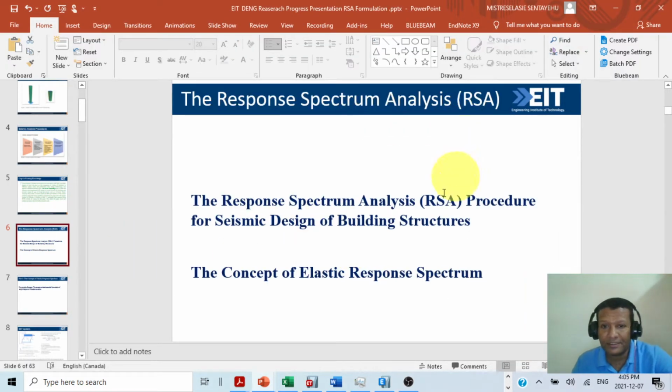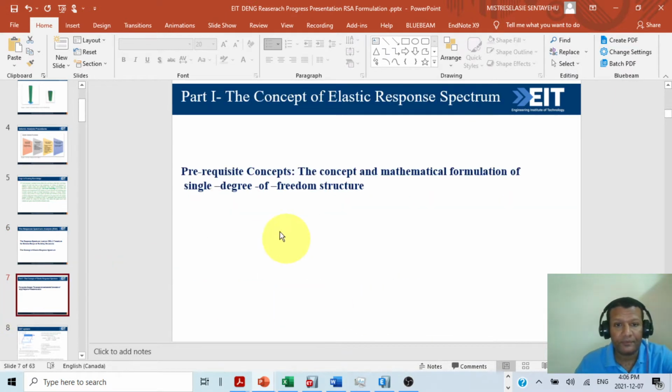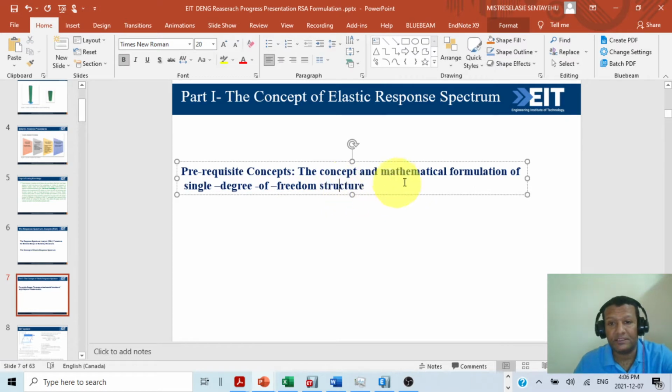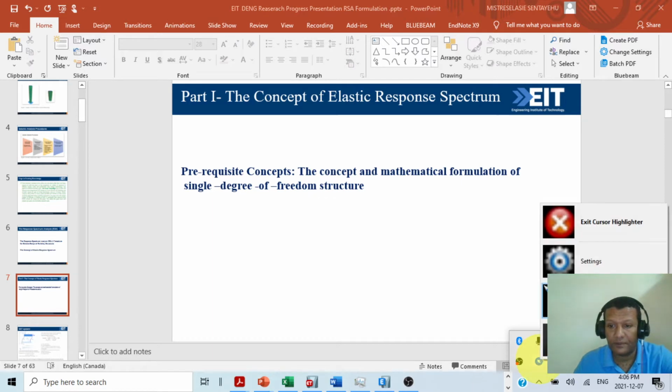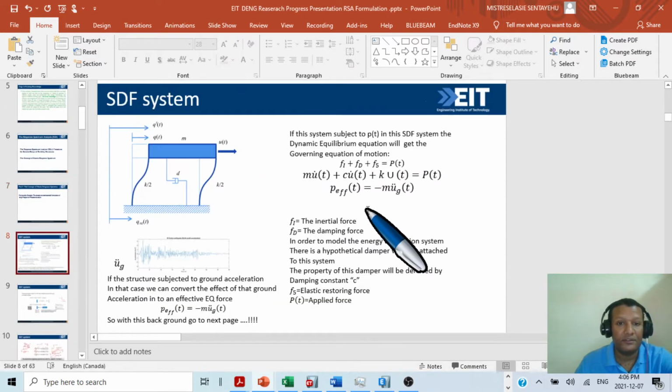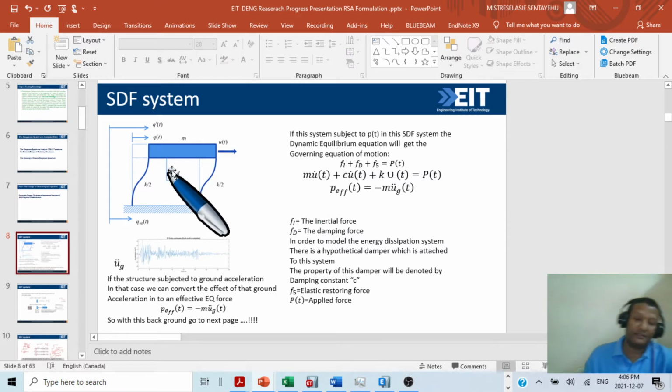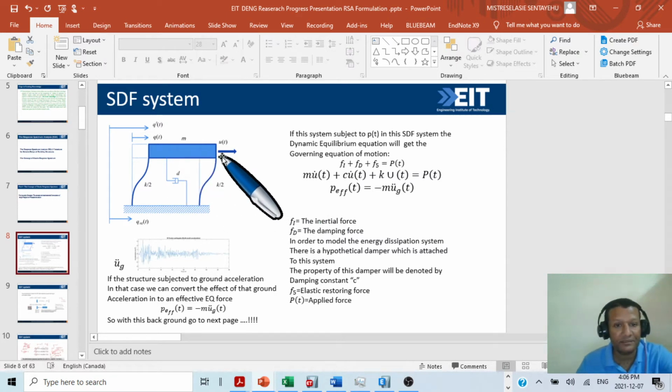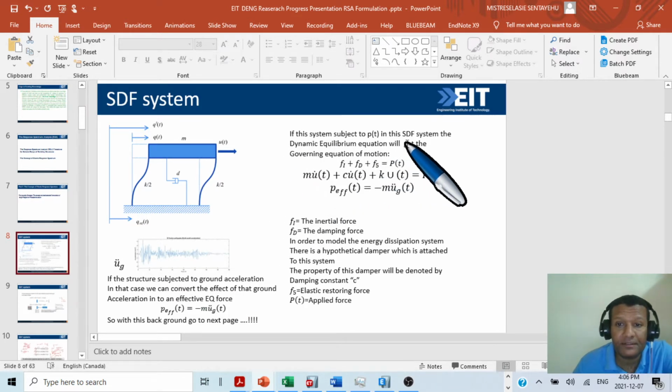So this is the response spectrum analysis procedure for seismic design of building structures, the concept of elastic response spectra. The prerequisite is the mathematical model formulation of a single degree of freedom structure. We have to know this for the concept of elastic response spectra. Okay, so let's assume this is a single degree of freedom system. If the system is subject to P(t), the dynamic equilibrium equation will give the governing equation of motion.